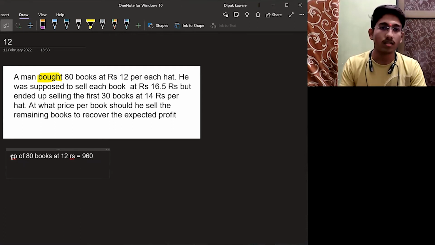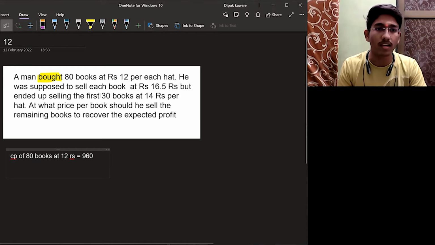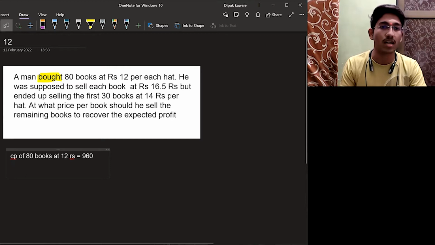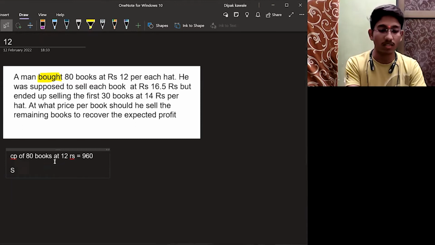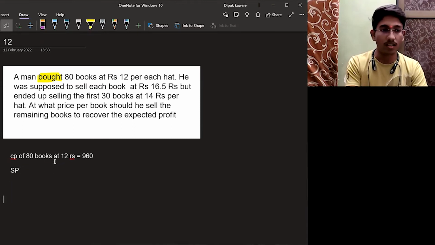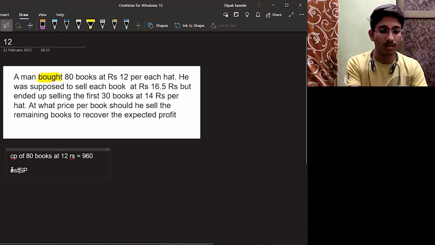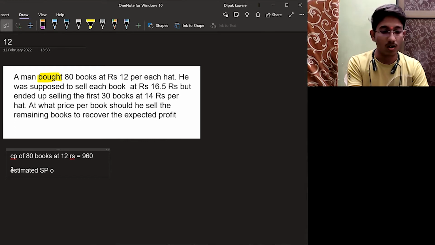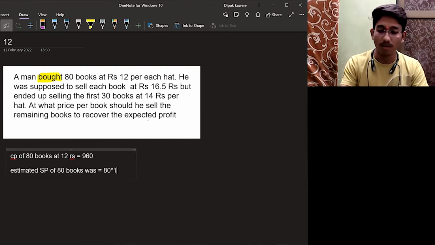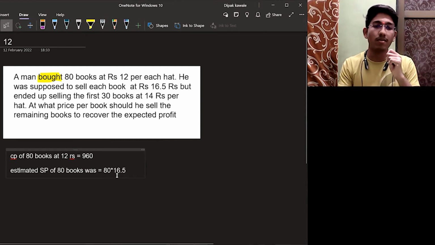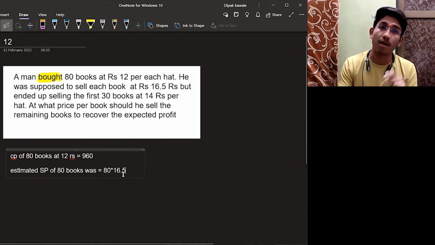Then what are they saying? He was supposed to sell each book at rupees 16.5, but ended up selling the first 30 books at 40 rupees. That means his estimated selling price of 80 books was nothing but 80 multiplied by 16.5. So what is 80 multiplied by 16.5? We can also do 165 multiplied by 8.